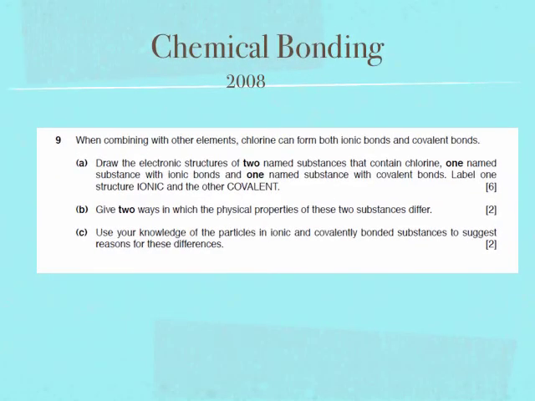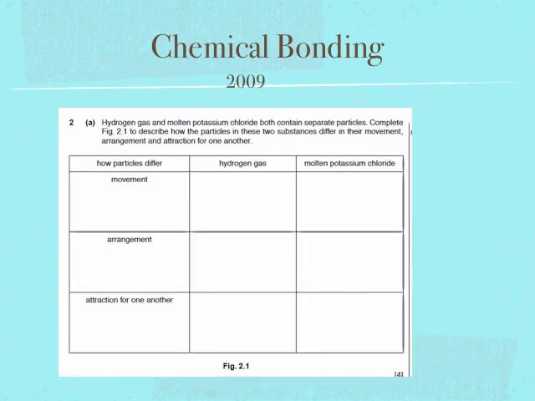Next coming up is the 2009 questions. The arrangement: of course, one is gas, one is in liquid state. The movement you can compare. Arrangement you know as well. Why can molten KCl, potassium chloride, conduct electricity? Because in molten state, the ions are what? They are mobile. It's ions. Don't use electrons. Electrons are only for metals, okay?